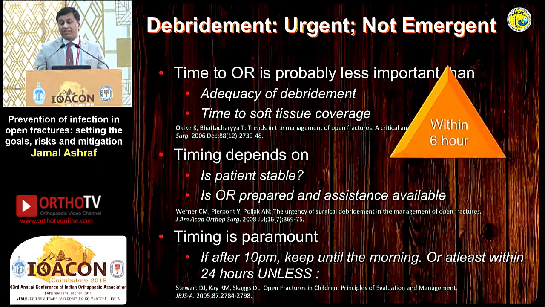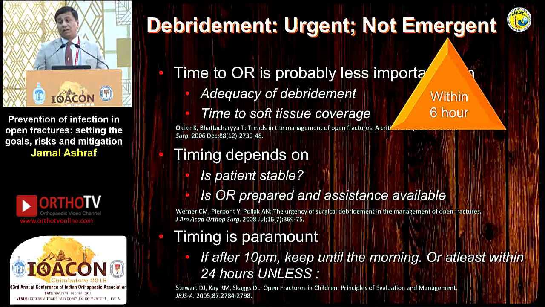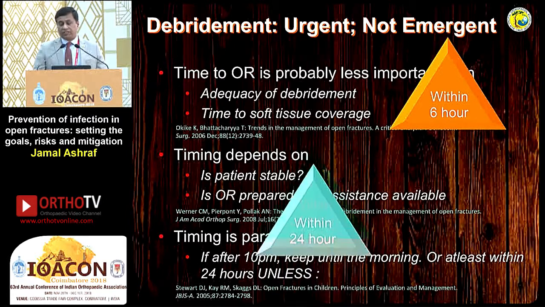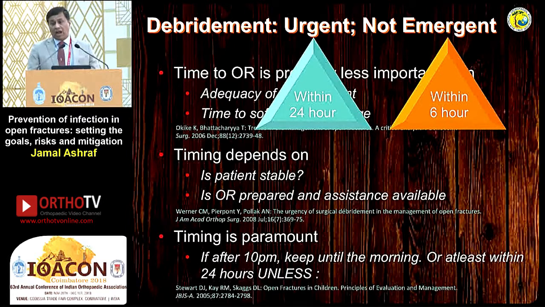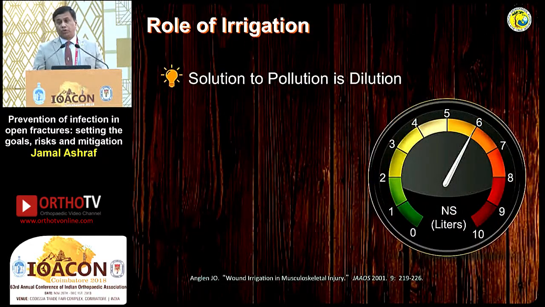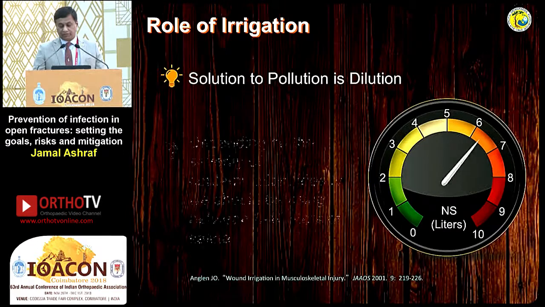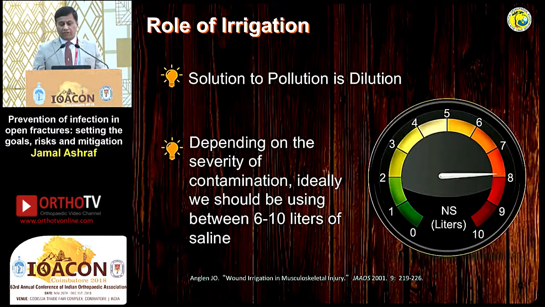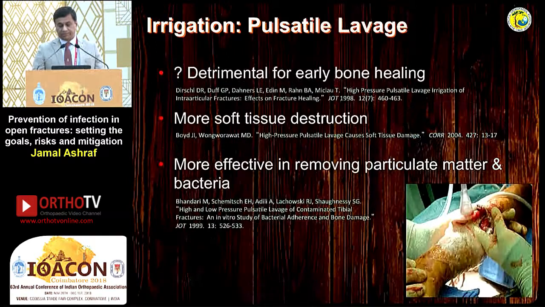Therefore, debridement is not emergent, that it should be done within 6 hours, but is urgent and should be done within 24 hours. The places where this rule does not apply would be if you have a patient with neurovascular compromise, compartment syndrome, or gross contamination. The solution to pollution is naturally dilution, and therefore, depending on the severity of contamination, ideally use 6 to 10 liters of saline. What is the role of pulsatile lavage?